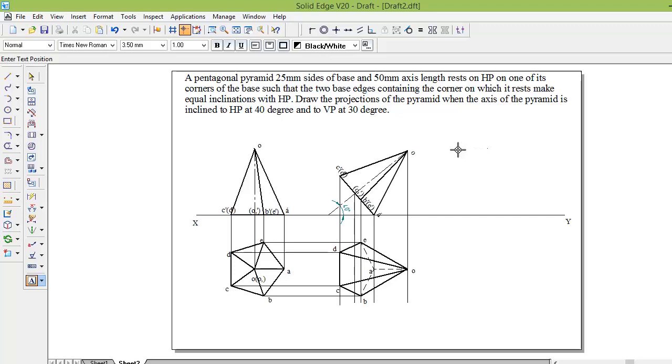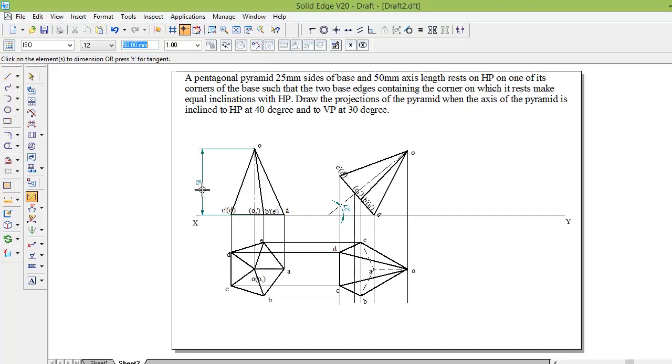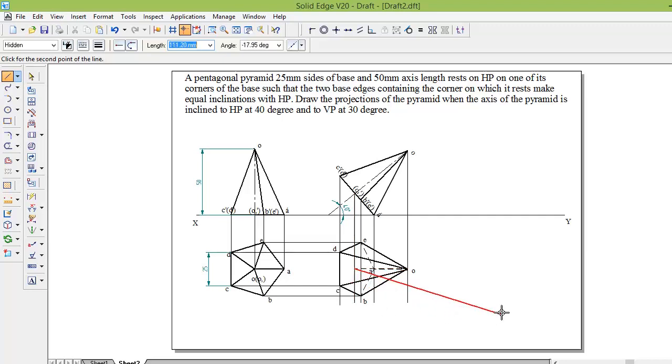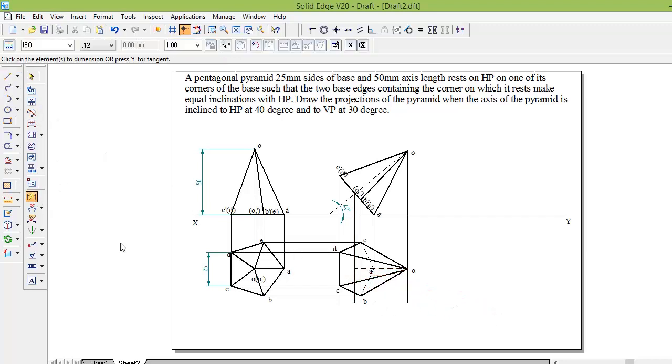Okay, for beta angle problem, we need to measure the lengths. So this length is 50, they have given. This length is 25, they have given. So one more line I want to connect here from O point to point O. I want this measurement also. These lines from O it is 38.52. So this is beta angle problem. That's why I want this length.